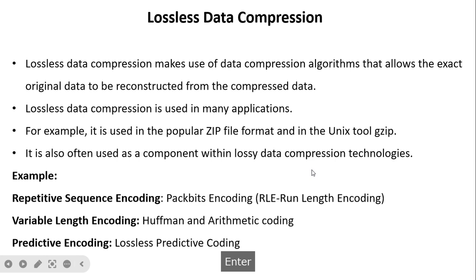Now let us start. Lossless data compression makes use of data compression algorithms that allow the exact original data to be reconstructed from the compressed data. It is used in many applications like the popular zip file format and the Unix tool gzip. It is also used as an important component within lossy data compression techniques. In my previous video, I have already explained PackBits encoding, that is nothing but RLE, and Huffman. In this video, I am going to explain arithmetic coding and predictive encoding, that is nothing but DPCM.